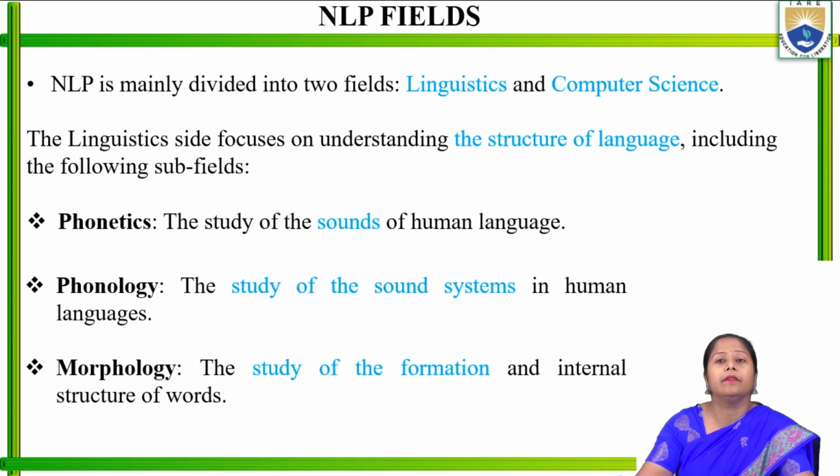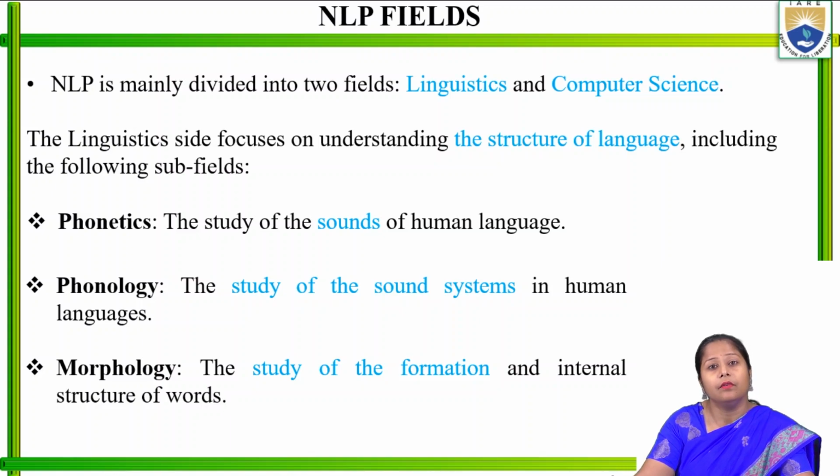Now I will show you the different NLP fields where we are using those. NLP is basically divided into two fields, linguistics and computer science, and machine learning is a model. These two fields are widely used. The linguistic science side focuses on understanding the structure of language, including the following subfields. So what are the different fields in linguistic science?